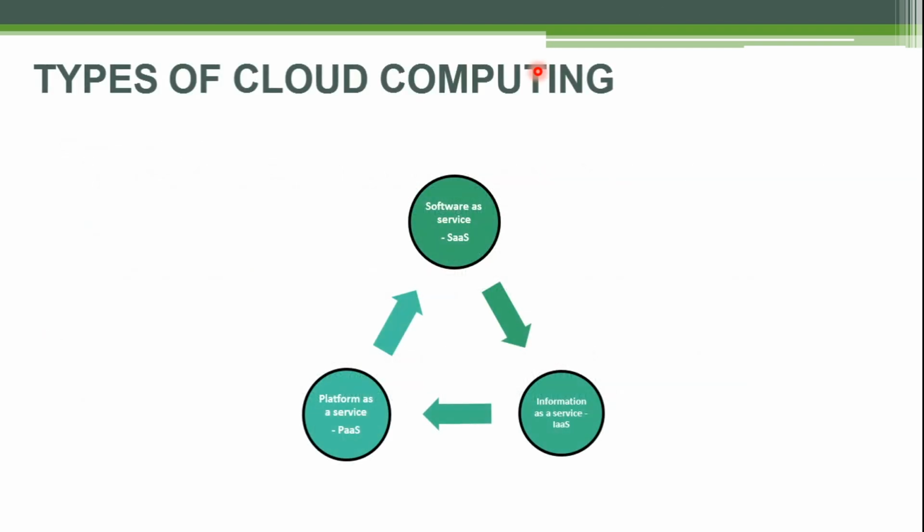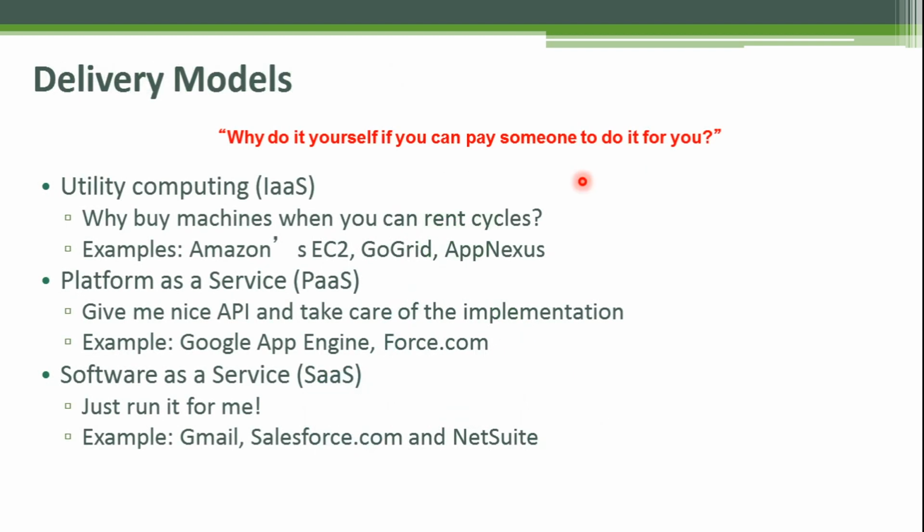Okay, types of cloud computing. We have explained this earlier, so I won't spend much time. Three types of cloud computing: software as a service, platform as a service, and infrastructure as a service. Okay, so again, just the same thing. When you use IaaS, when you use PaaS, and when you use SaaS.